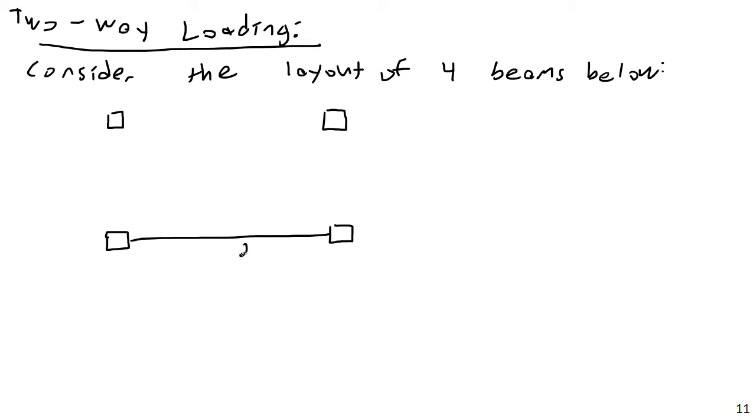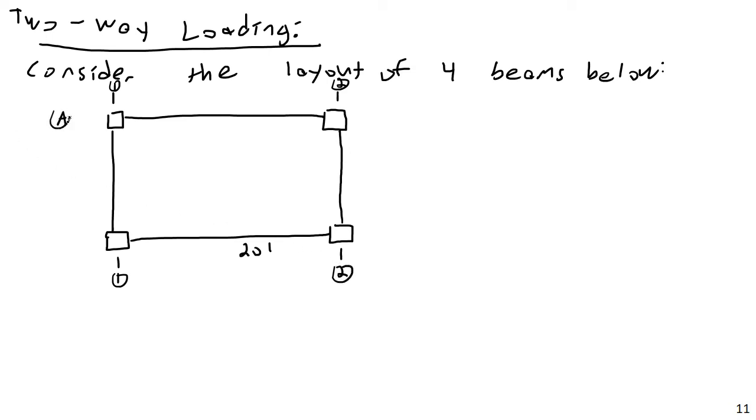Let's say this was 20 feet. I'll draw the beams first. Let's say this is column line 1, 2, and then A and B. And let's say this is 20 feet, and let's make this 10 feet.